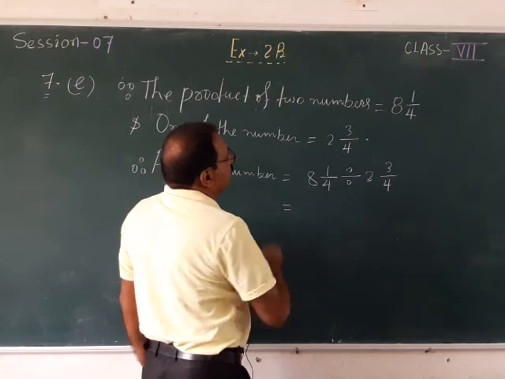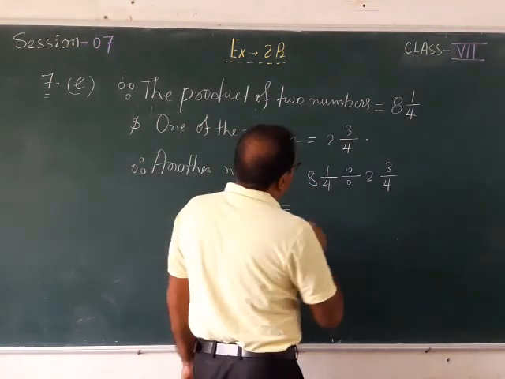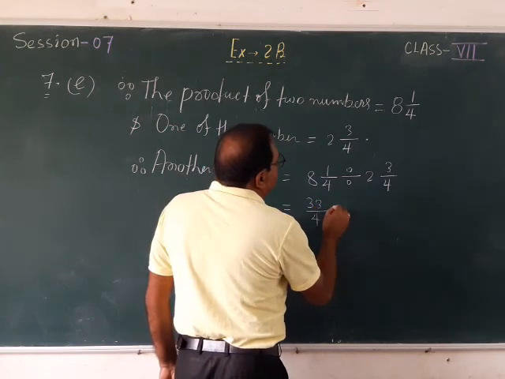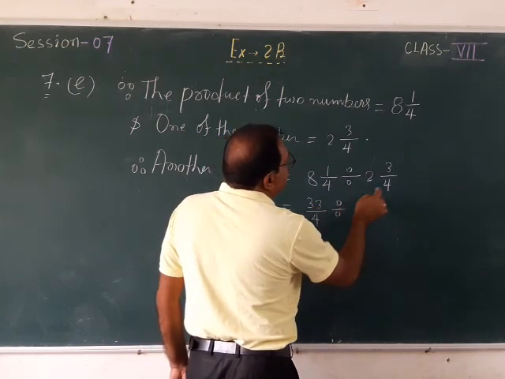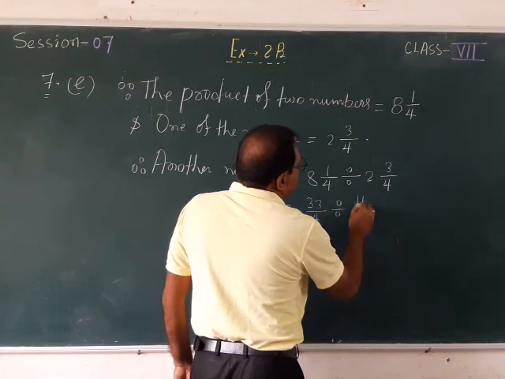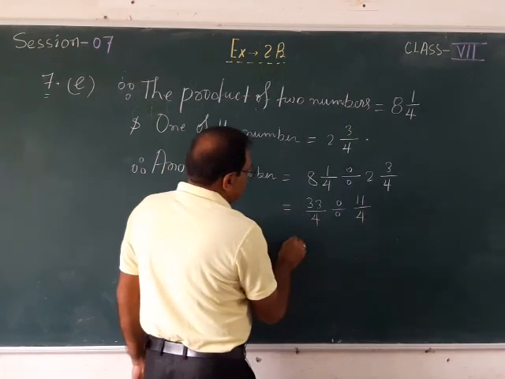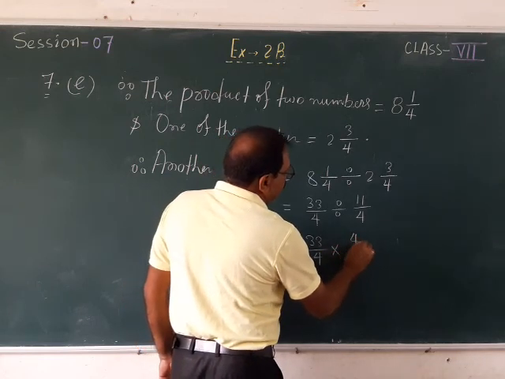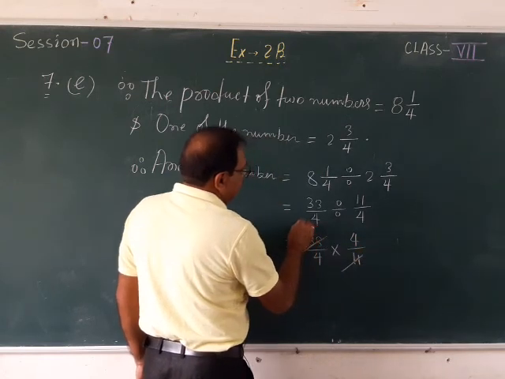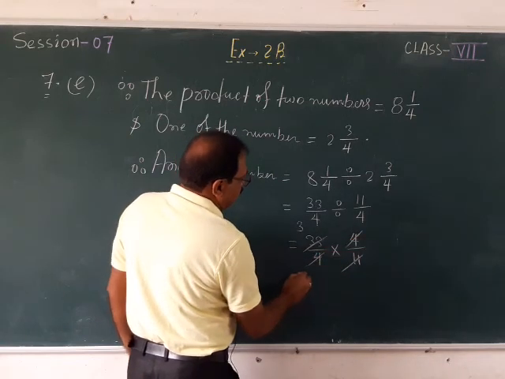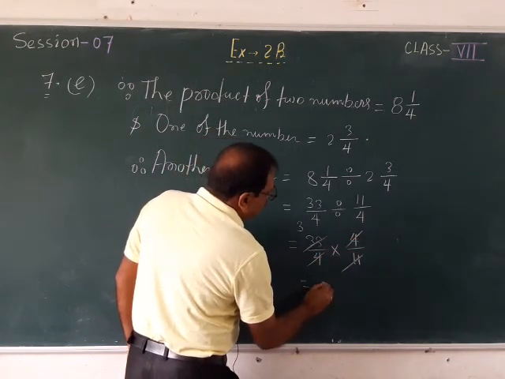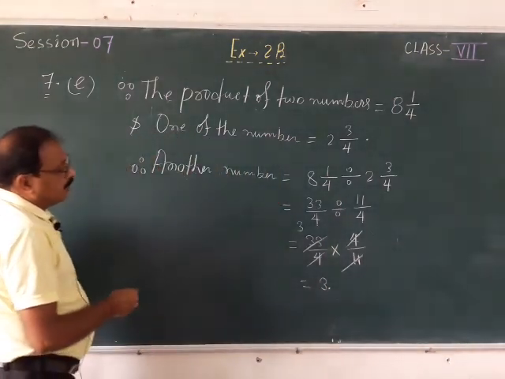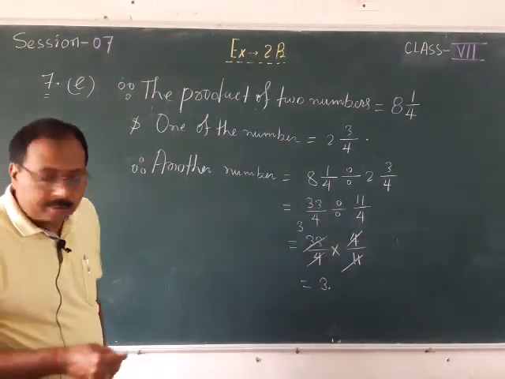First of all, change this into improper form. 8 fours are 32 and 1, 33 upon 4. Then put the division sign. 2 fours are 8 and 3, 11 by 4. The next step, 33 by 4 multiplied by 4 upon 11. You can cancel: 11 threes are 33, and 4 and 4 cancel. So the other number is 3.